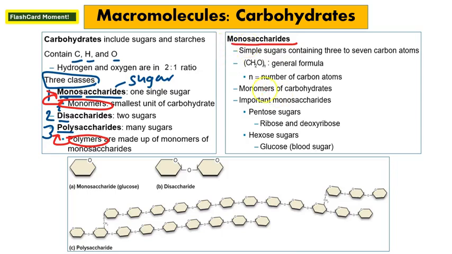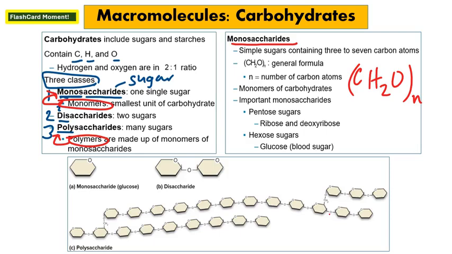monosaccharides. Monosaccharides, again, are simple sugars. They usually contain 3 to 7 carbons. And so we kind of ask ourselves, well, let's get a general formula for this. So we have CH2O. As you can see, we have the 2-to-1 ratio for the hydrogen to oxygen. Okay, and then we have the little n. That little n means the number of carbon atoms. So usually the number of carbons can change. That's the reason why we have this formula. 3 to 7 carbons. Do you need to know the formula? It's up to you about how you want to remember this information.